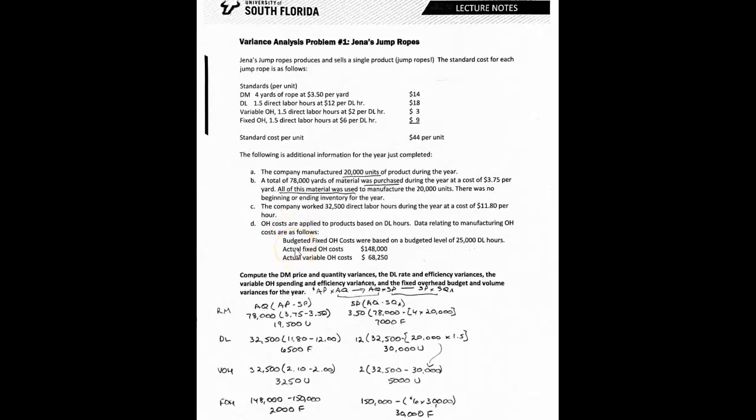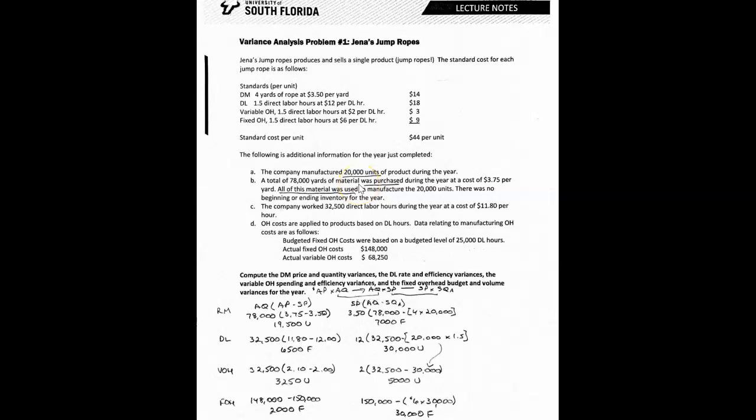And what the question is asking for are the direct material price and quantity, direct labor rate and efficiency, and the variable overhead spending and efficiency variances, in addition to the fixed overhead budget and volume variance. Okay, so we start out with standards for direct material, direct labor, variable overhead, and then fixed overhead. And they give us so much per labor hour at $6 per hour, and these unit costs, but the unit costs you're not going to need. Okay, what we care about are these quantities in here.